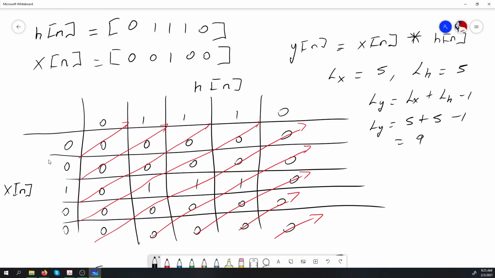Once we formulate the convolution table here, we make sure each of these cells is filled by a multiplication of the intersections. So 0 by 0 will give us 0, 0 by 1 here will give us 0, and so forth. The next step is to figure out how many samples are going to be in our output y of n. We use this formula, L of y is equal to L of x plus L of h minus 1, where the L's represent the lengths of the sequences. h has 5 samples and x has 5 samples, so that's 5 plus 5 minus 1. So we know y must have 9 samples.